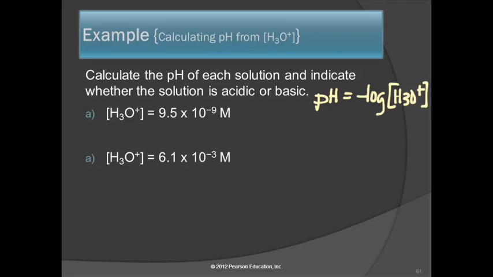Now, some calculators you have to press log first and then put the number in. You have to figure out how to talk to yours. And then I'm going to press the change sign button to make that number positive. And so the pH for this, negative log of 9.5 times 10 to the minus 9, is going to be equal to 8.02. pH does not have a unit that we write. Any questions?